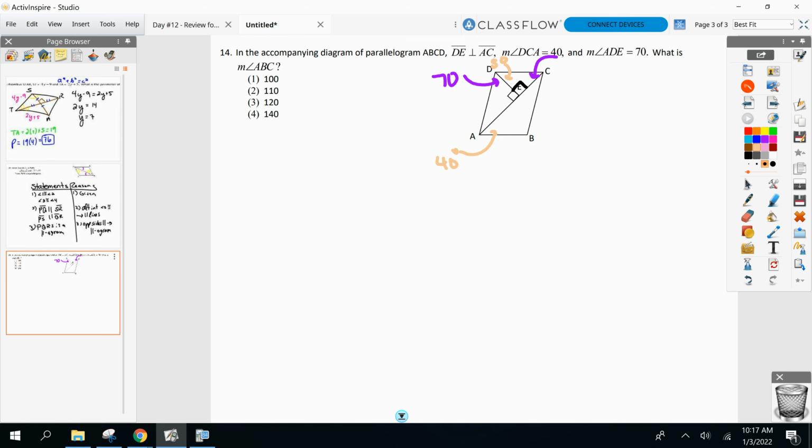Remember, I got to get to ABC, and this is a parallelogram. I think we have enough info right now to find it. Finding ABC. What do you know about opposite angles of a parallelogram? They're congruent. So what's ADC? 70 and 50? 120. So the opposite angle, ABC, also has to be 120. I'm sure you could find more angles to get there, but knowing opposite angles are congruent. Done.